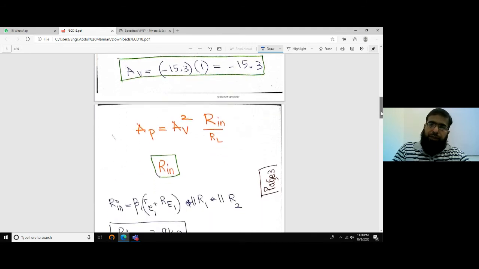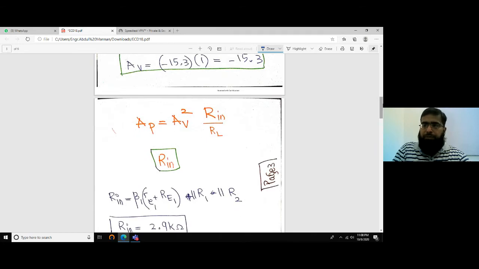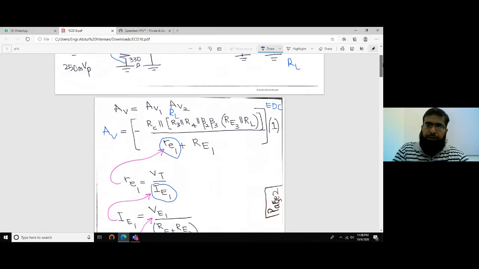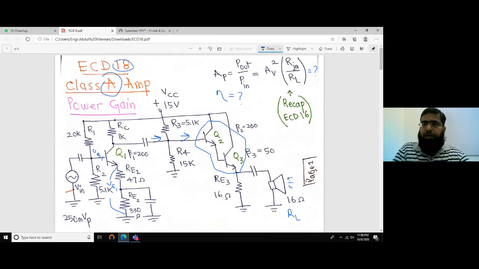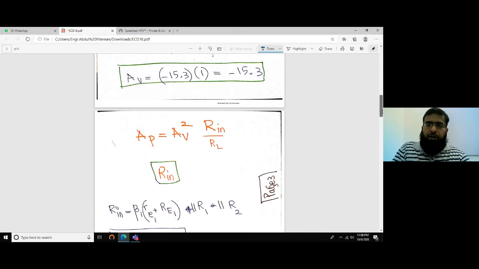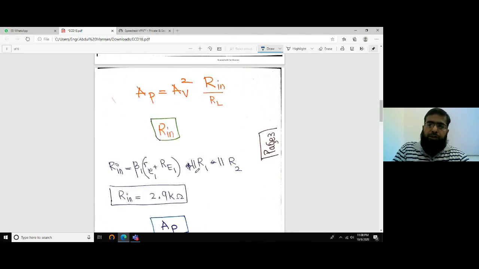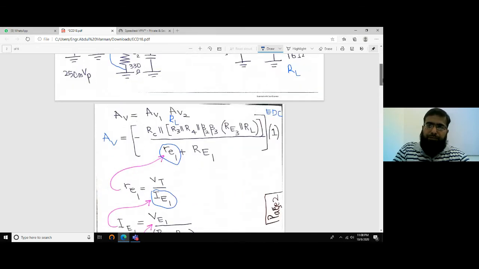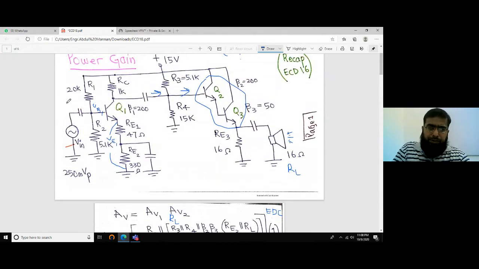So now we are ready to compute AP, because we have studied that AP is AV squared times Rin over RL. So we have computed AV. Rin is R1 in parallel with R2 in parallel with beta times (small re1 plus capital RE1). That is the input resistance that we see here: R1 in parallel with R2 in parallel with beta times the junction resistance small re1 plus the portion of RE that is not bypassed.